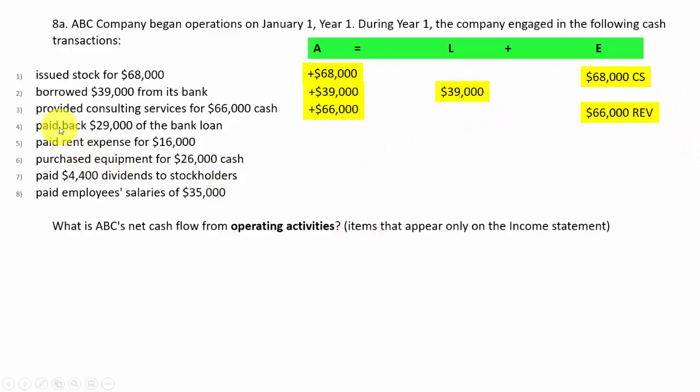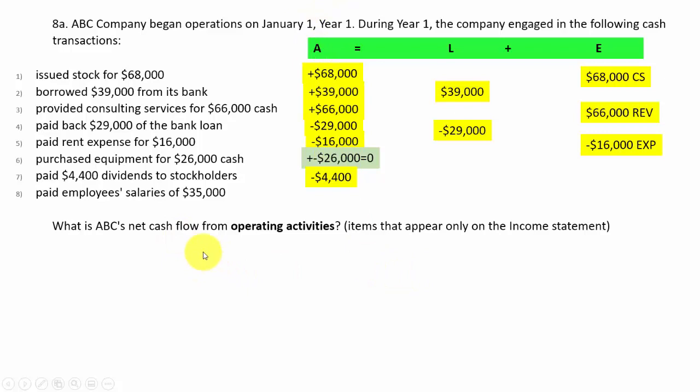Then we paid back a $29,000 bank loan. So cash goes down $29,000, and liabilities go down $29,000. Then we paid rent expense for $16,000. That's operating activity. That's going to be on the income statement as an expense. Cash goes down $16,000, and expenses go down $16,000. Then we purchased equipment for $26,000 cash, and that's one of these things where assets go up when you buy the equipment, but assets also go down when you look at the fact that it was paid for by cash. So cash goes down under assets, equipment goes up under assets, and overall assets don't change.